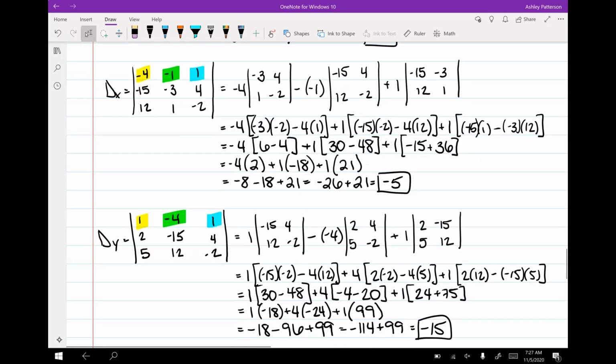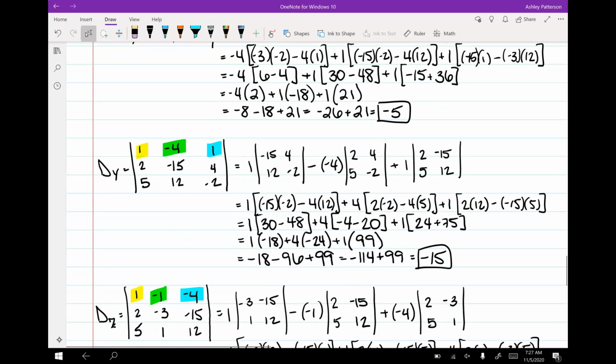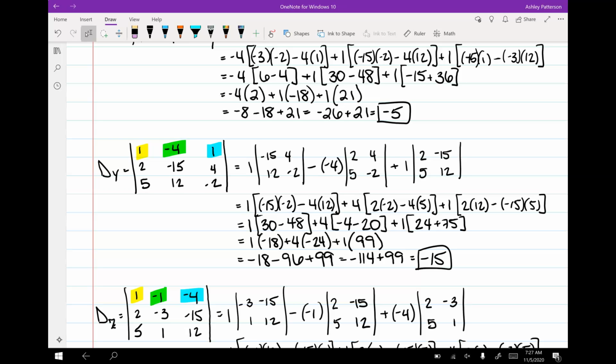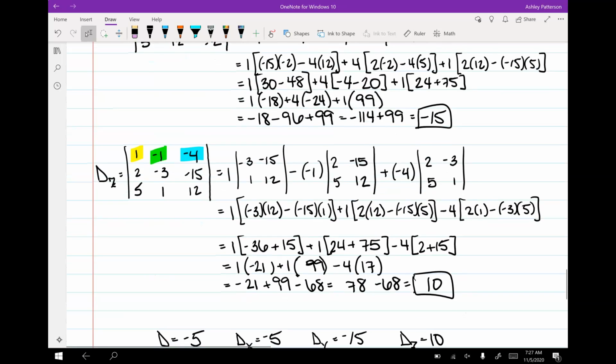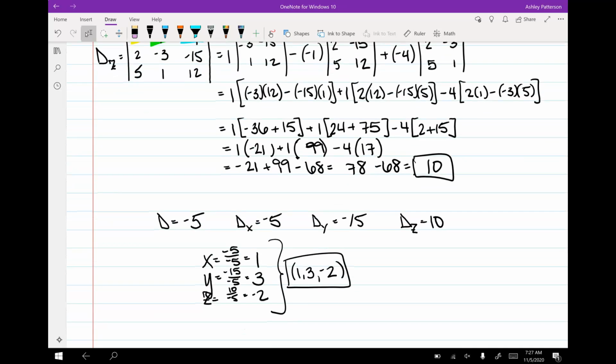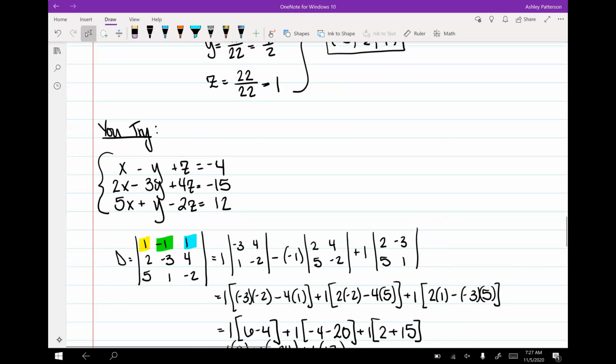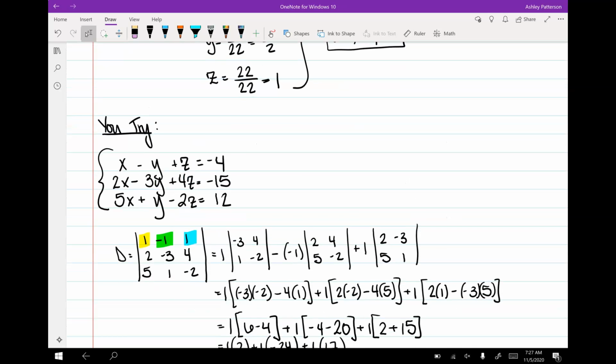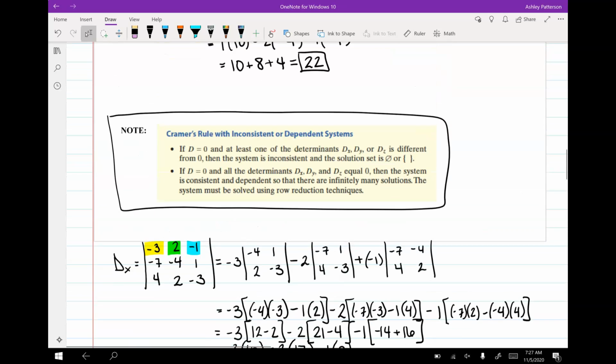For d sub y, now we're putting the solutions in for the middle column, the coefficients of the y variable. And you calculated, hopefully, negative 15. For d sub z, now the solutions are going in for that third column for the z coefficients, and we calculate positive 10. When we create our ratios, we should have come up with 1, 3, and negative 2. And if you substitute them back into the given equation and then you try, they do all work. So, sweet. Whew, it's a lot of work, I know, but it's kind of exciting.